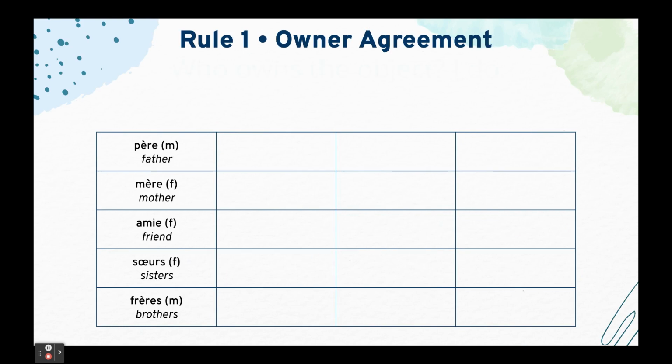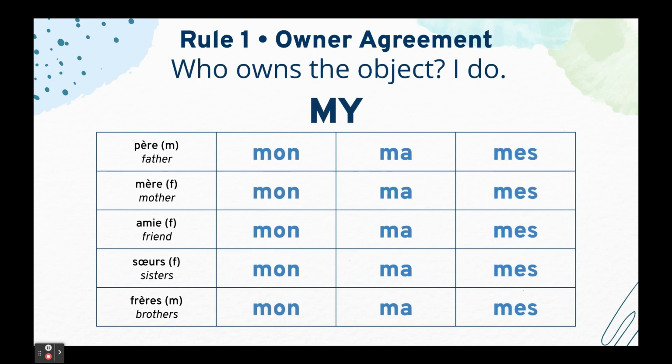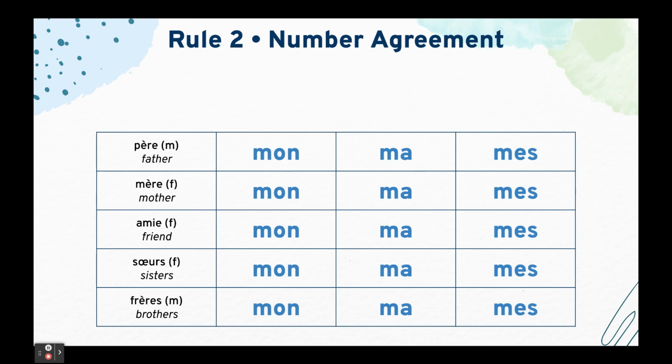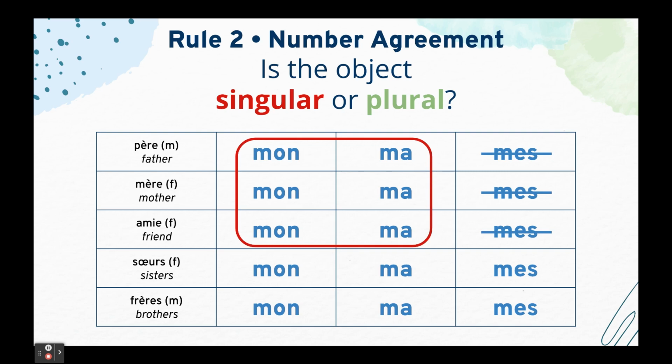So, owner agreement. Who owns the object? Let's say I do. So we're going to use the possessive adjective my, which in French is mon, ma, or mes. Now, number agreement. I've got 5 nouns over there on the left. 3 of them are singular, 2 of them are plural. So is the object singular or plural? If the object is singular, I could use mon or ma. So we can cross out mes. If it's plural, I only focus on using mes. I don't need to worry about mon or ma. So we cross those off the list.